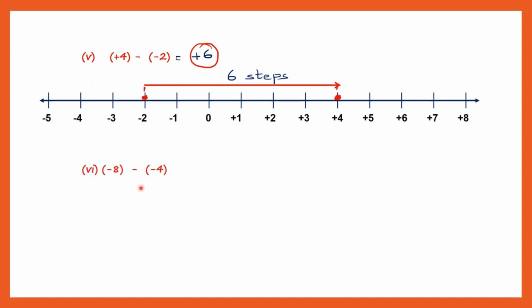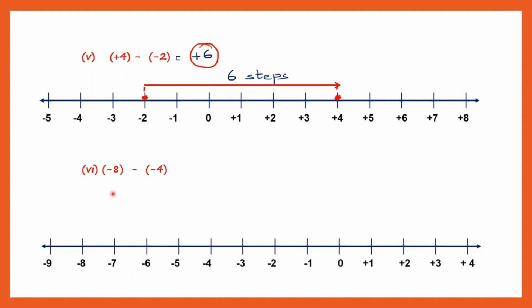Next one, minus 8 and minus 4. Again, it's subtraction. Draw the number line. Now mark minus 8 and minus 4 on the number line. So we have marked minus 8 and minus 4. Now from the second integer, let's move to the first. So from minus 4, we're going to move to minus 8. Let's see how many steps. 1, 2, 3, 4. We have 4 steps, and let's show that with the help of a line.